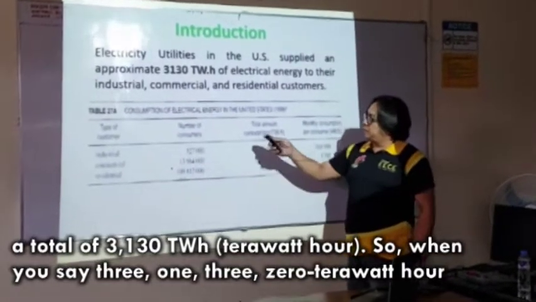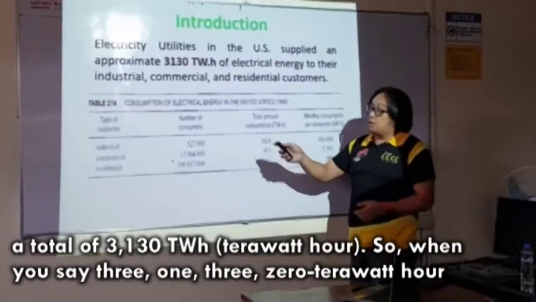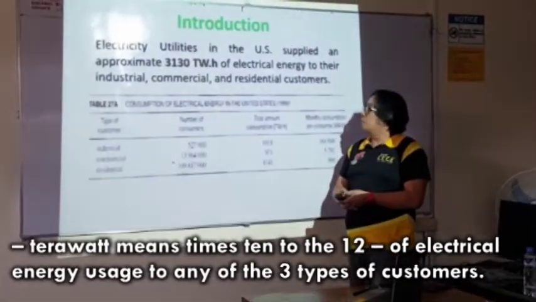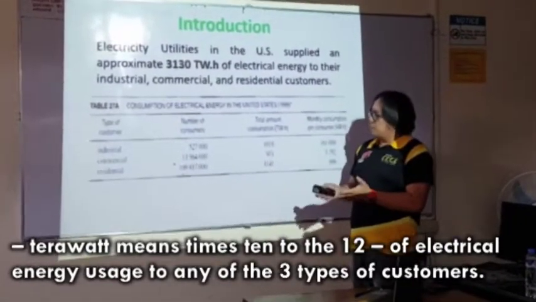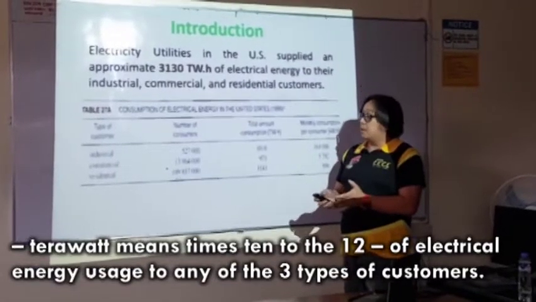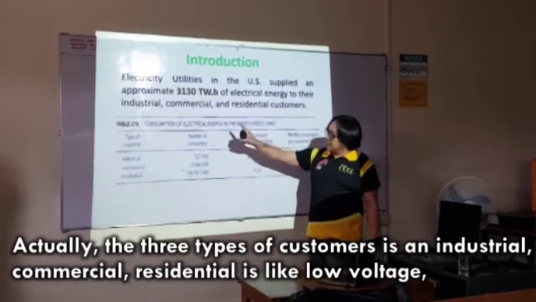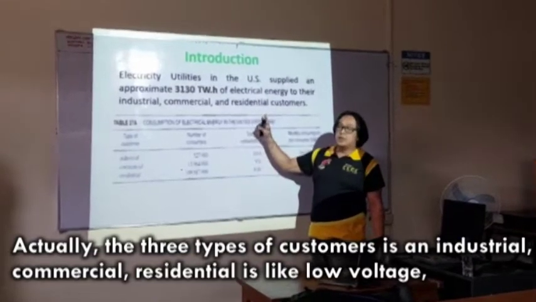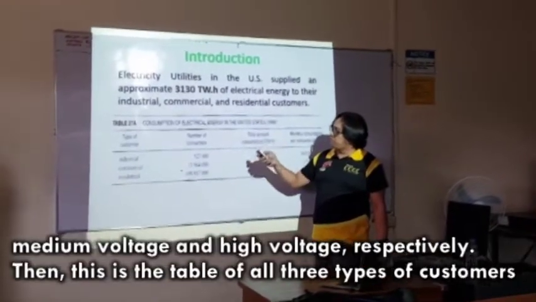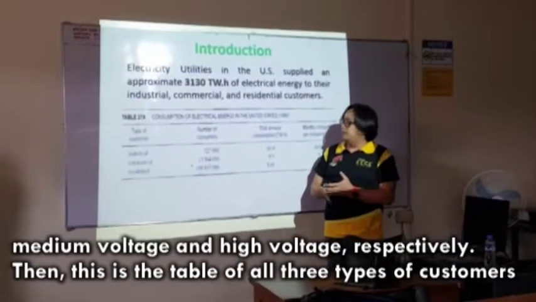So when you say 3130 terawatt hour, terawatt means times 10 to the 12 of electrical energy usage to any of the three types of customers. Actually, the three types of customers are industrial, commercial, and residential. It's like lower voltage, medium voltage, and high voltage respectively.